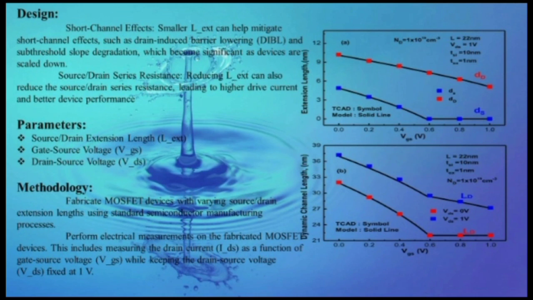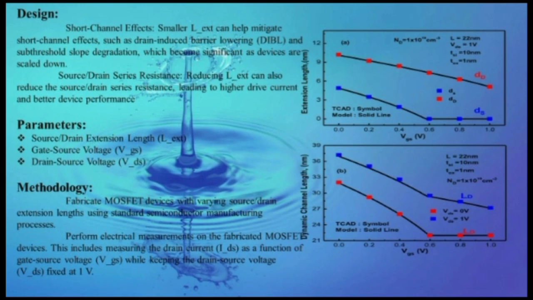The goal is to understand how extension affects the MOSFET electrical behavior under different gate biasing while keeping the drain-source voltage constant. This analysis helps optimize device performance, mitigate short channel effects, and achieve the desired device characteristics for advanced semiconductor technology. The parameters are source-drain extension length, gate-source voltage, and drain-source voltage.